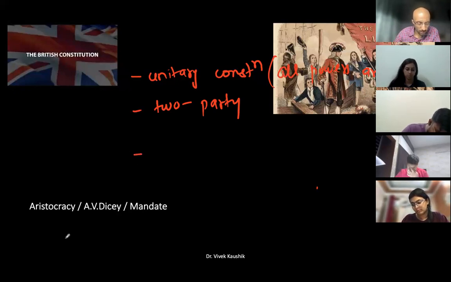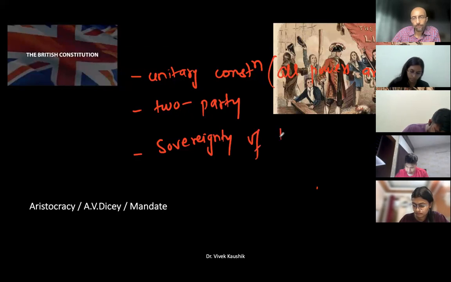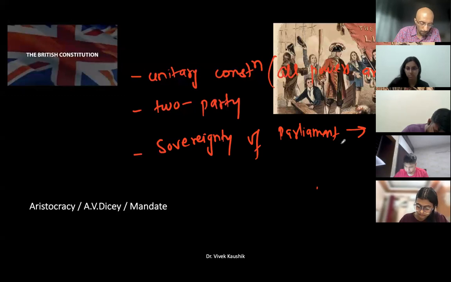Next point, sovereignty of parliament. And put a dash. Parliament is supreme, and its laws cannot be declared void by the Supreme Court.